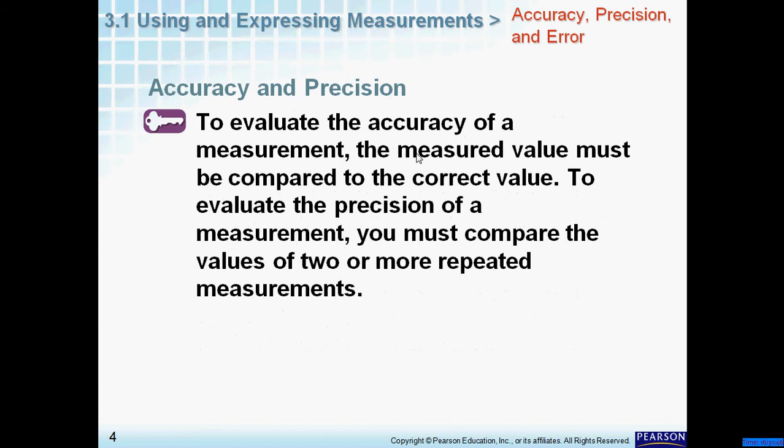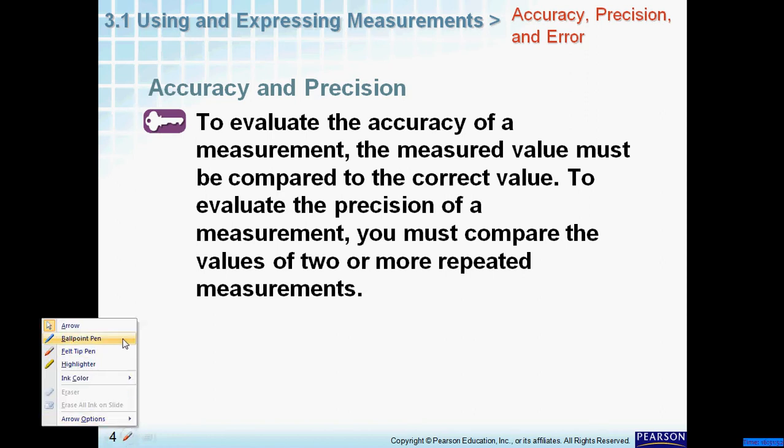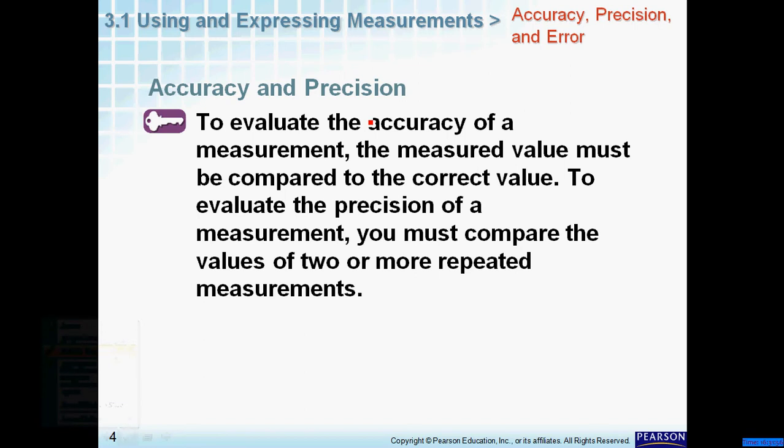When we evaluate accuracy, it's important that we compare the value that we've measured to the correct answer. So for accuracy, we're comparing to the correct value.